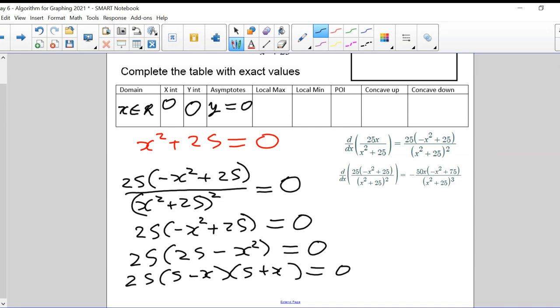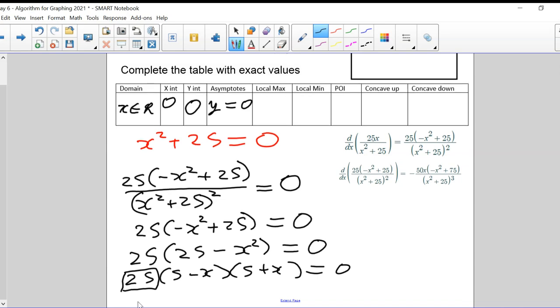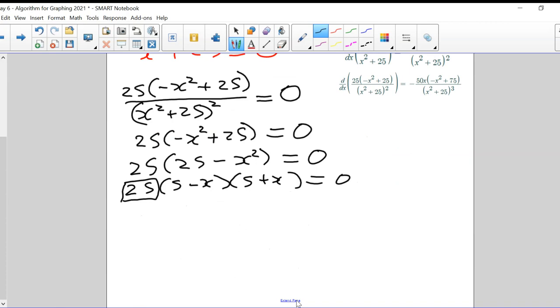This 25 is of no significance whatsoever because I can divide the two sides by 25 and it's gone. So what that means is that I have two values of x that will make this equal to 0. And we factored it. What are those two values of x that will make this function equal to 0? Adam is right. Anyway, so plus and minus 5, x equals plus and minus 5.